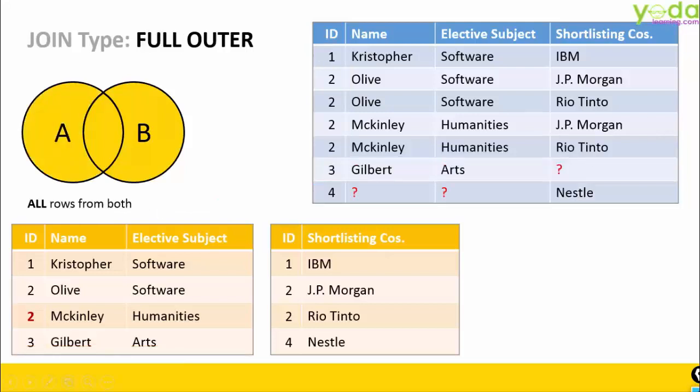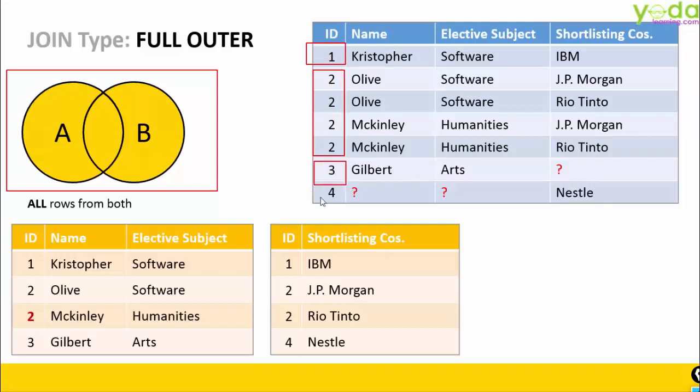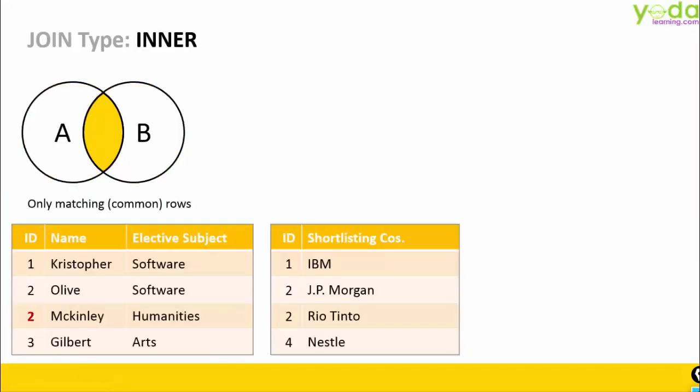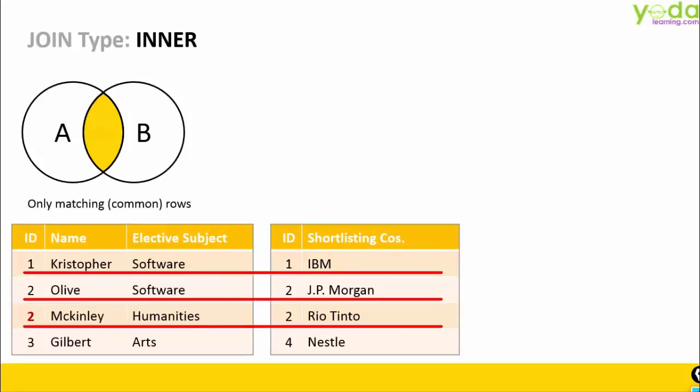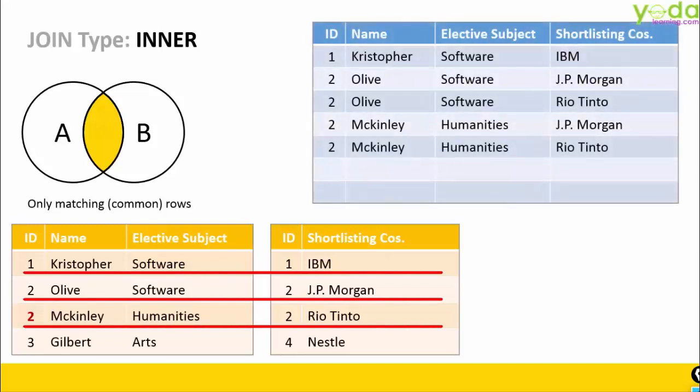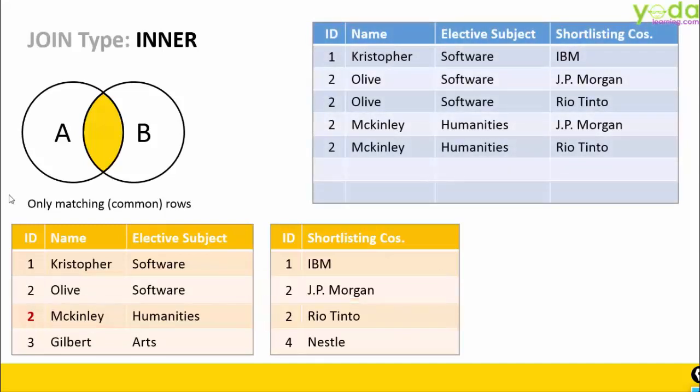Next, we move to full outer join. As the circle formation suggests, all the values should be taken, which means I'll have ID number 1, 2, 3 as well as 4. Next, inner join. The common IDs between the two tables are ID number 1 and ID number 2, and therefore this is the resulting table that you would see. Inner join means only matching or common rows.